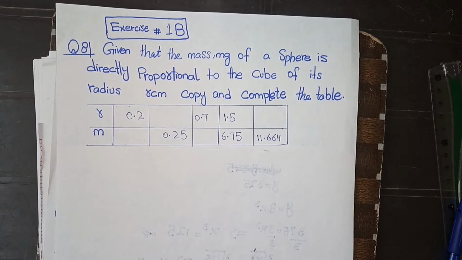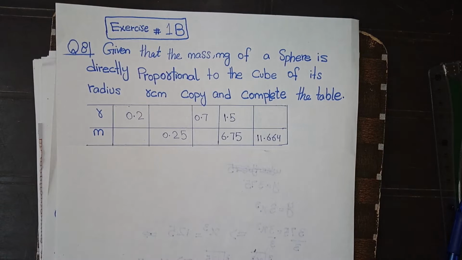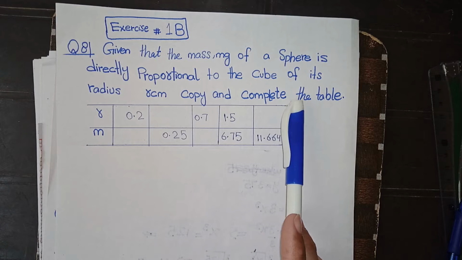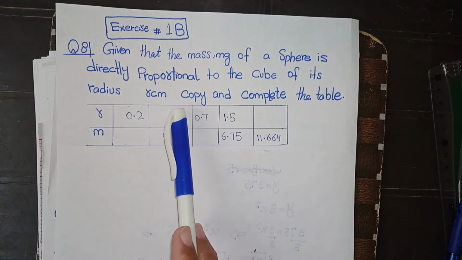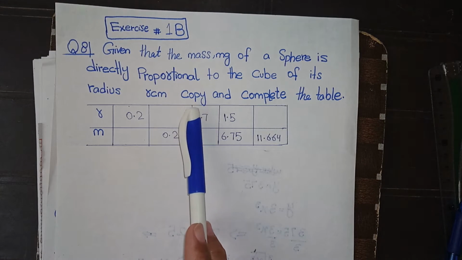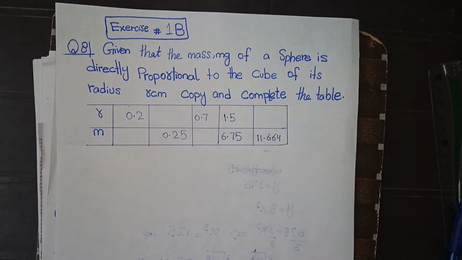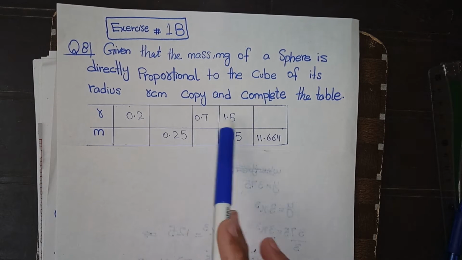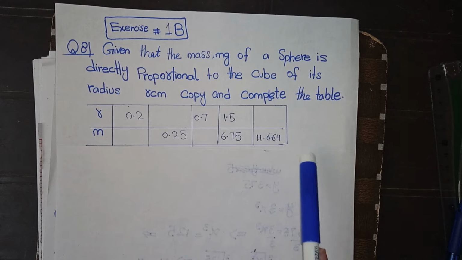Today we are going to do exercise 1B, Book 2, D2, 7th edition Oxford book. Okay, the question is question number 8. Given the mass m grams of a sphere is directly proportional to the cube of its radius r centimeters. Copy and complete the table where r is 0.2, 0.7, 1.5 and m is like that.